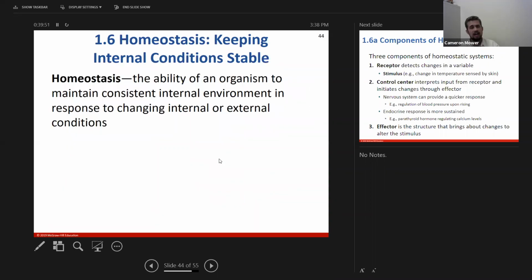Homeostasis, we've talked about that. It's the ability of an organism to maintain a consistent internal environment, which is really important. You have to maintain a consistent internal temperature. You have to maintain consistent levels of calcium, water, oxygen, carbon dioxide, all of these different things. All of these different little balances have to be maintained in your body.